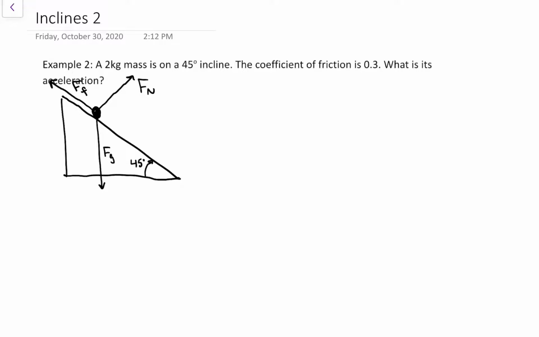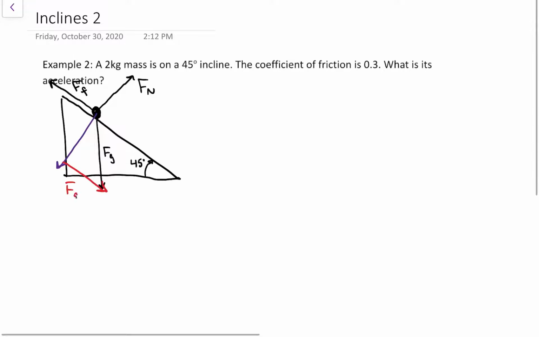The problem is gravity. Gravity's on a funny angle. So I'm going to need to find the perpendicular component. Oops, that's a little bit long. I want to redraw that. Need to find the perpendicular component and the parallel component.